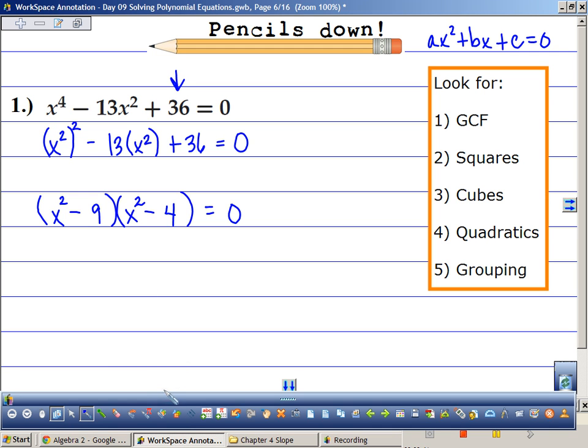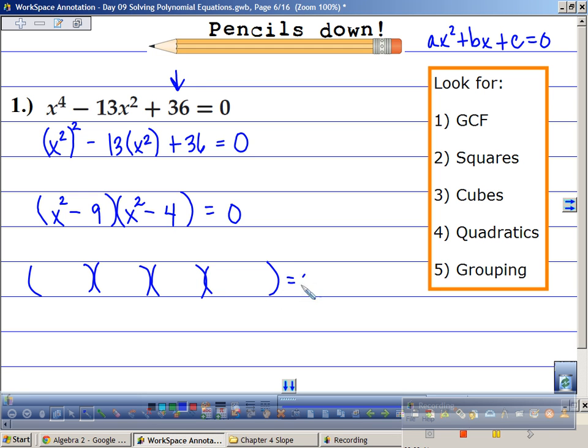What else do you see? Difference of squares. This is now the difference of two squares right here, right? So x, and 3 and 3, and one's positive and one's negative, and x, and 2 and 2, and one's positive and one's negative. So what are my solutions? I could say plus or minus 3 and plus or minus 2, right?